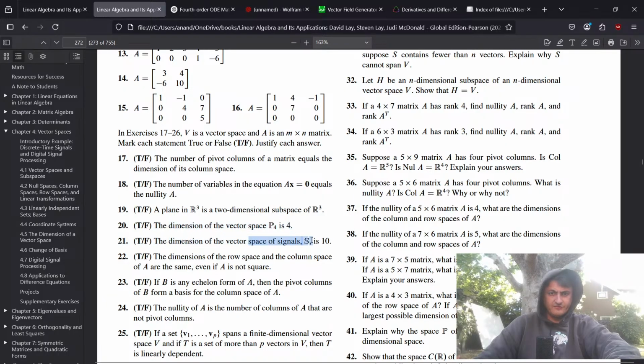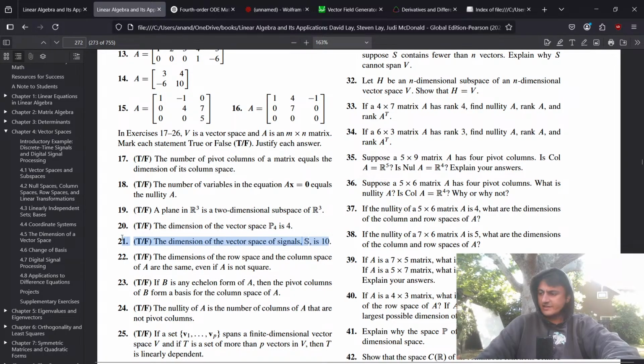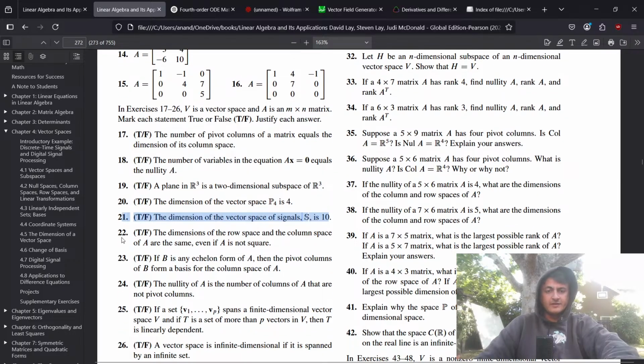The dimension of the vector space of signals is not 10. I think it's infinite. Yeah, it's infinite. I don't know where the heck that came from. The dimensions of the row space and the column space are the same, even if it's not square. That's true.